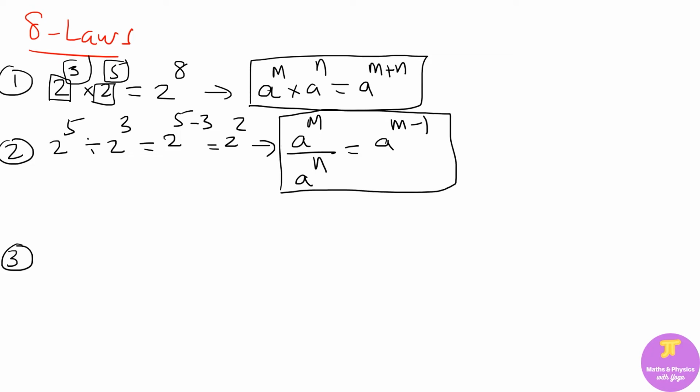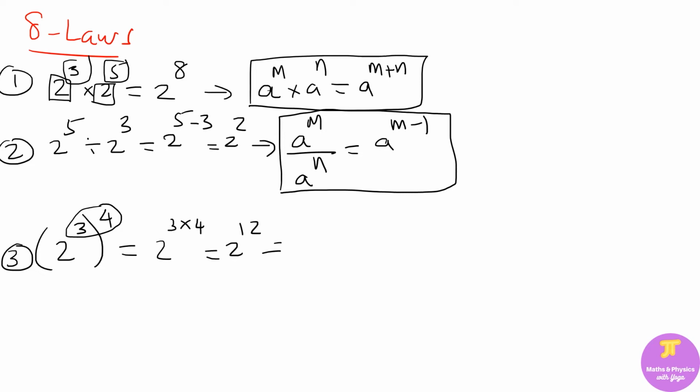Third one is, say you have 2 to the power 3 and you are taking another power to the power 4. How do we simplify this one? When you have a power of a power, these two will multiply with each other, something like this: 2 to the power 3 times 4, which is 2 to the power 12.